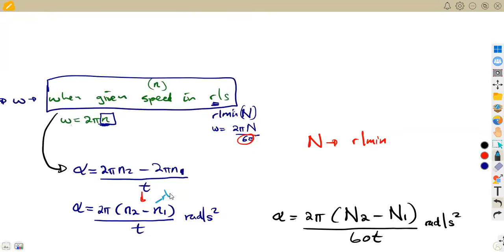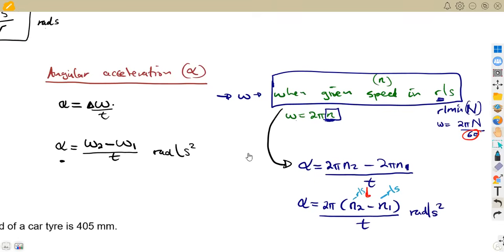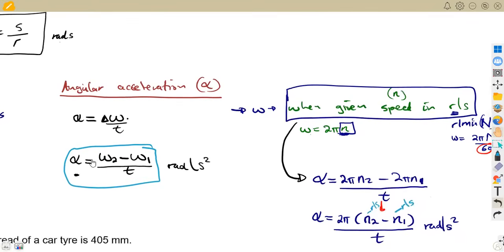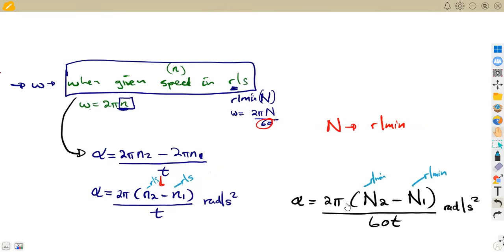So this is in revs per second, but this one is now in revs per minute. When you are given your speeds in revs per minute, these are the formulas that you can use instead of converting, because this one is the basic formula that you're supposed to use. But instead of converting to calculate omega-1, you can simply substitute these values directly into your formulas like this. All right, so these are the basic formulas that we need.